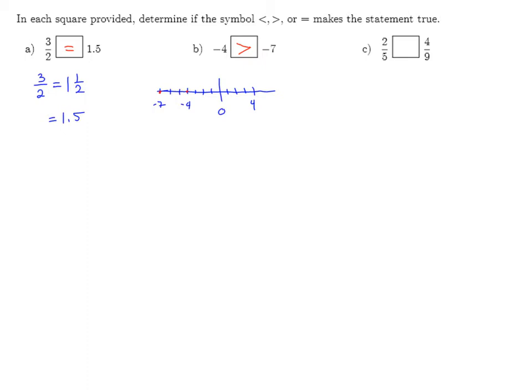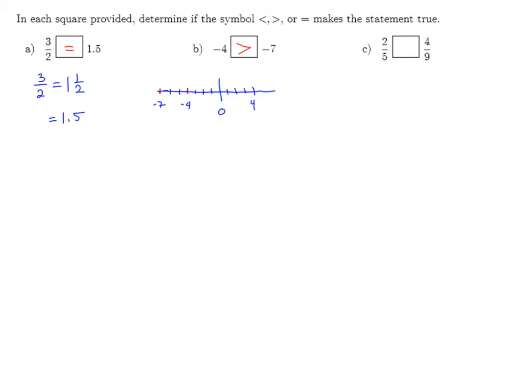In this last example, we have 2/5 and 4/9. So two different fractions. A couple of ways that I could approach these. One, I could write them with the same denominator and then compare which number is greater. And so I'll go that route. Another route would be to put each in decimal form and then compare their decimals. I'll use fractions in this case.